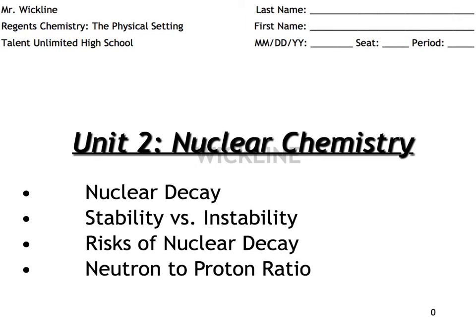Regents. We will discuss in this lesson the concept of nuclear decay, what it means to be stable or unstable for a nucleus, any risks associated with nuclear decay, and lastly, we'll discuss something called a neutron to proton ratio, which is just a little bit of math, but it goes a long way in predicting whether or not an isotope is going to be stable.